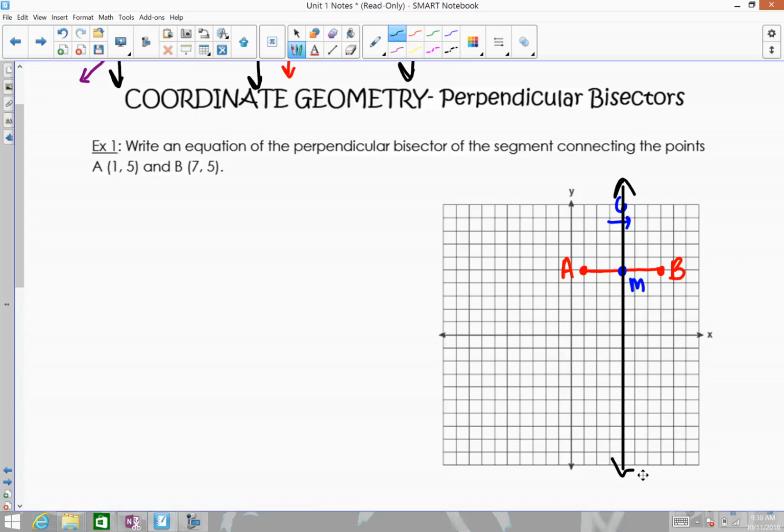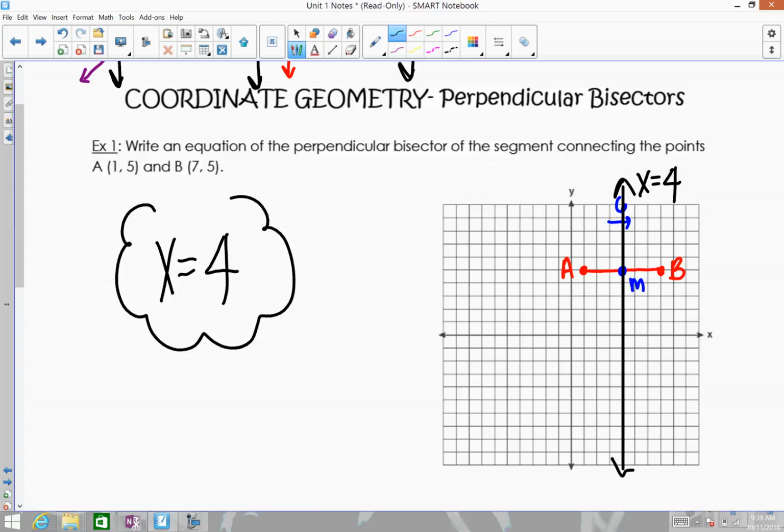To write the equation of it, well, it's a vertical line, so it's going to be x equals. So I just have to count 1, 2, 3, 4. So the x value is 4. It says write the equation, so the equation is going to be x equals 4.